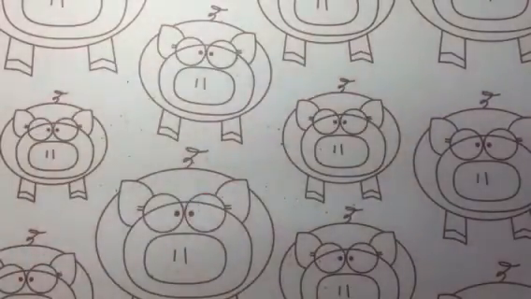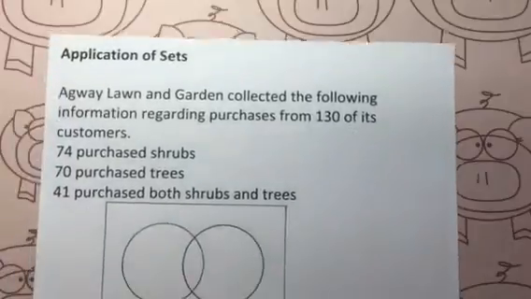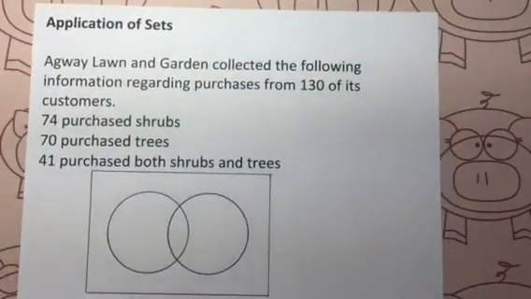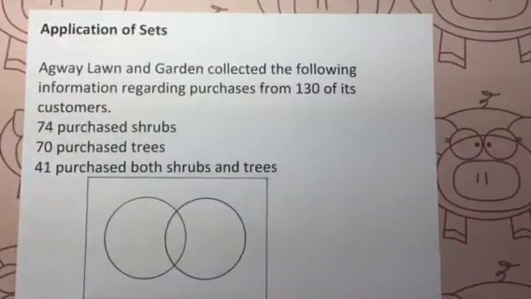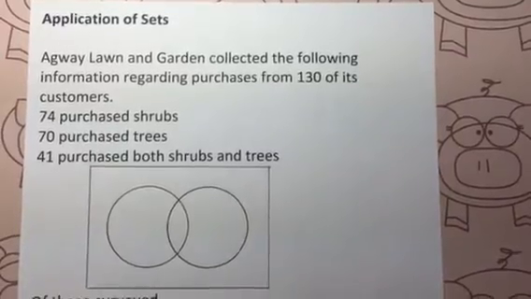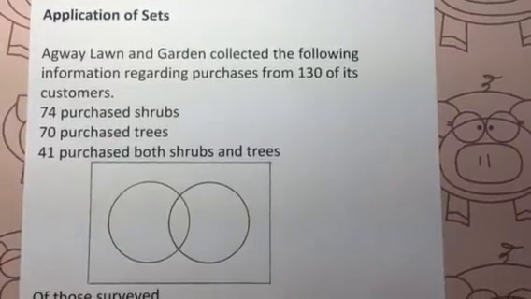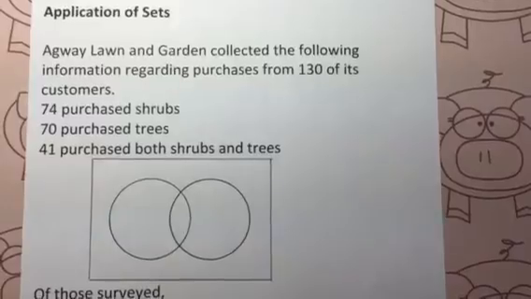Right, so we've been studying set theory, and now we get to apply the stuff we've learned about set theory. So this section is about applications of sets, and this is a typical example that you're going to see, and I just want to work through it with you so that we can see the procedure you're going to use to solve these. Okay. Agway Lawn and Garden collected the following information regarding purchases from 130 of its customers.